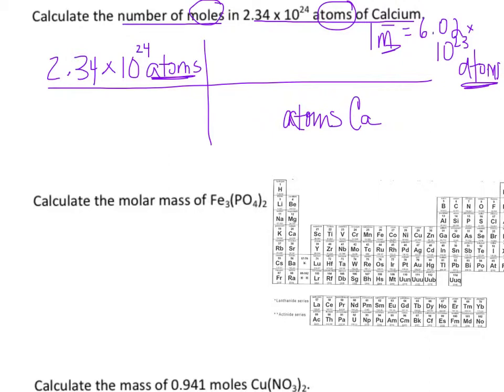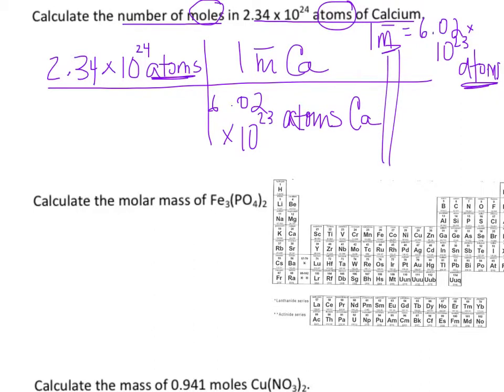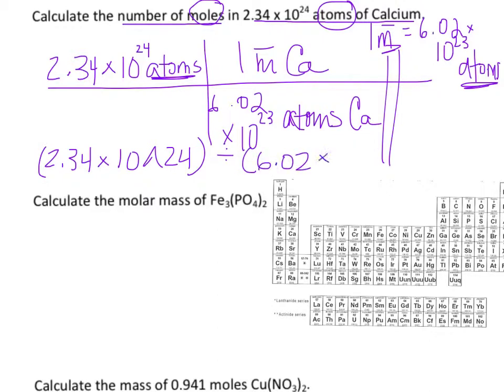So we know there's going to be 6.02 times 10 to the 23rd atoms equal to 1 mole of calcium. And then it's just a matter of calculating, and type it into the calculator, parentheses 2.34 times 10 caret 24, end of parentheses, divided by parentheses 6.02 times 10 caret 23, end of parentheses, equals.